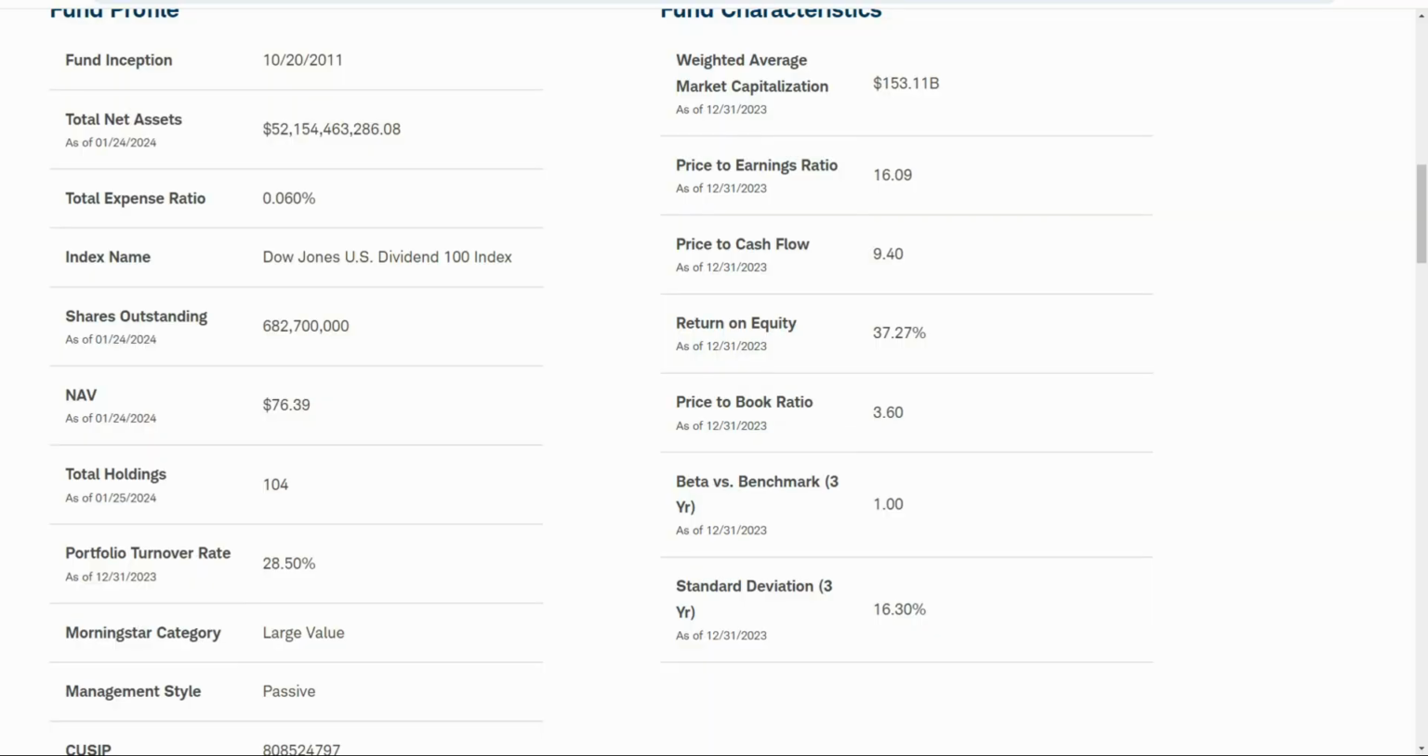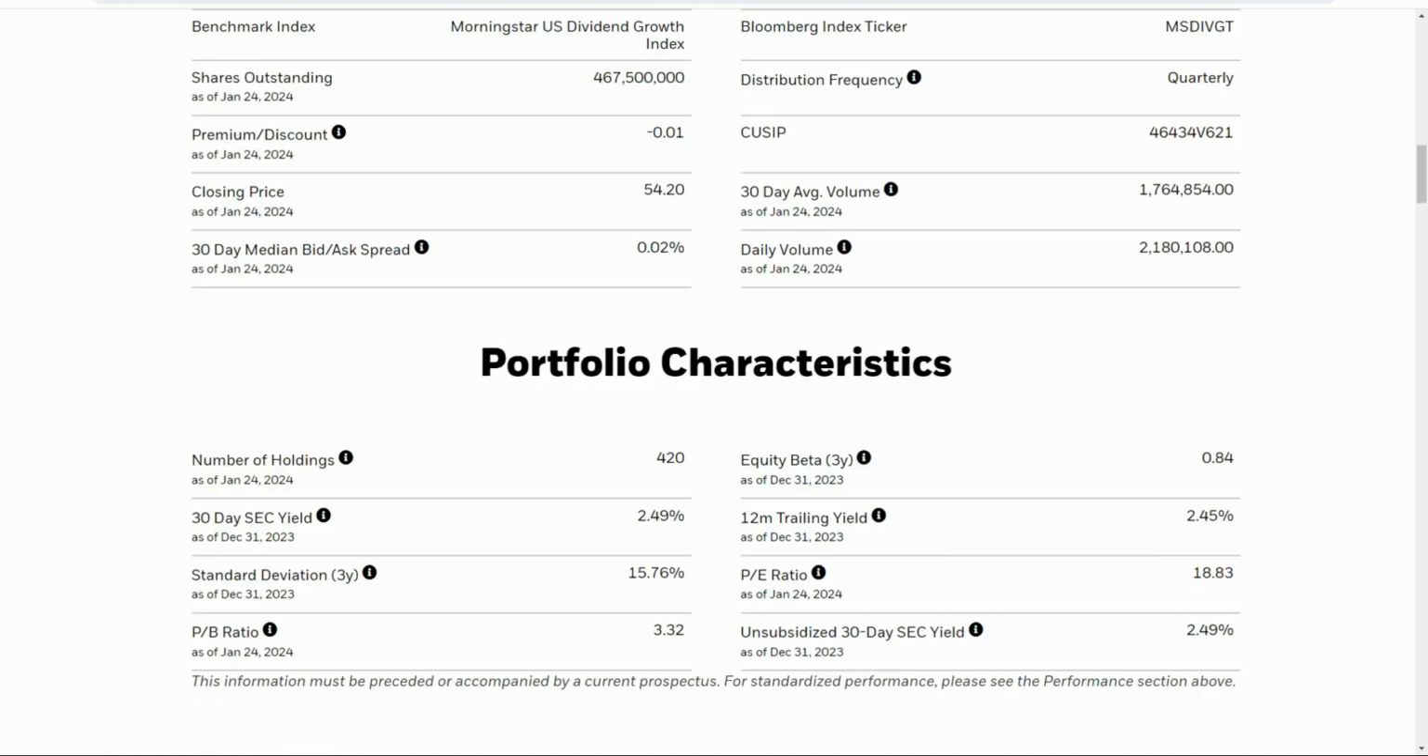Now, when comparing the number of holdings, I think it's important to really hone in on that selection criteria. Because SCHD further screens for fundamentals, it also is going to give a bit of a difference in its number of holdings. So SCHD has 104 total holdings. In comparison, DGRO has 420 total holdings.